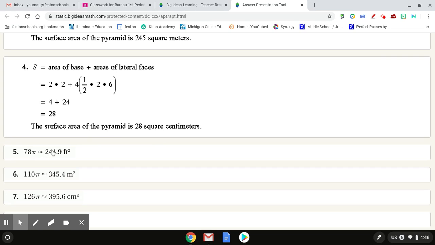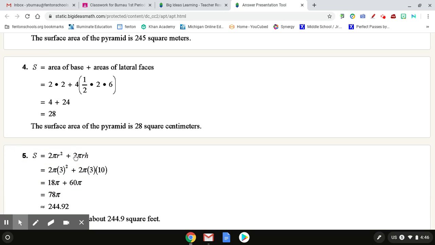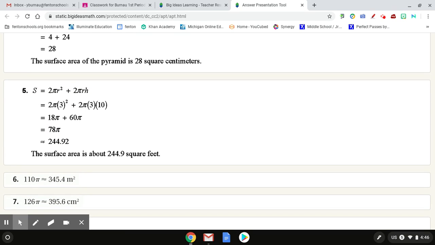Okay, so number 5. We got a lot of questions on this on the quiz. Some of you have already taken it. So if you have not yet, know that if the number you get is very close to one of the problems, most likely that is the answer. So for example here, if you use 78 times pi, rather than 78 times 22/7 or 78 times the pi button, it may give you a slightly different answer, but it would be very close to this 244.9. And I would mark that right.